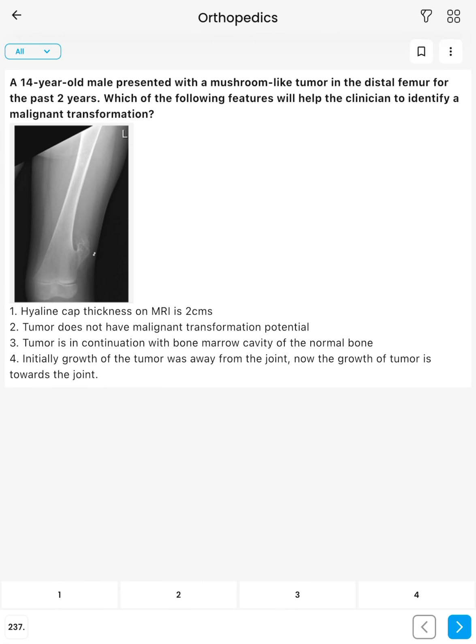14-year-old. See, this cartilaginous cap is found. To identify the malignant transformation, they asked. So for malignant transformation, the hyaline cap thickness should be more than or equal to 2 centimeters.